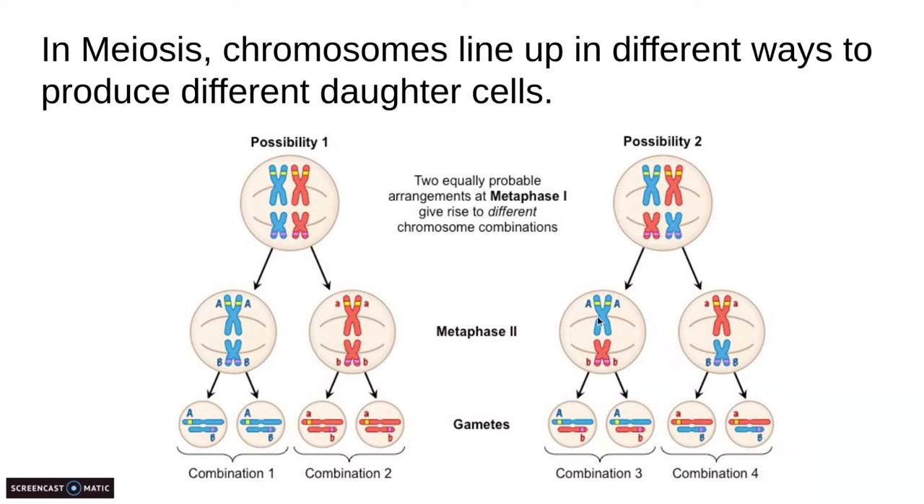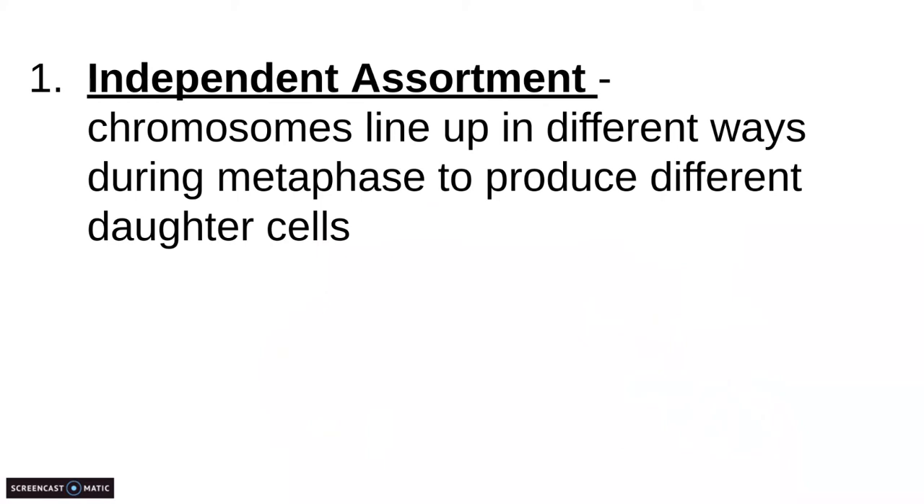How they line up determines what combinations of chromosomes are in these gametes, in these reproductive cells. So here I've got blue on one side, red on one side, and I end up with blue and then red chromosomes in the cells. Here I have them switched, I have them mixed, and we end up with mixed chromosomes in the cells. So this is the idea of independent assortment, the idea that chromosomes can line up in different ways, and they'll produce different daughter cells depending on how they line up. This happens in metaphase, so when they're lining up in the middle.